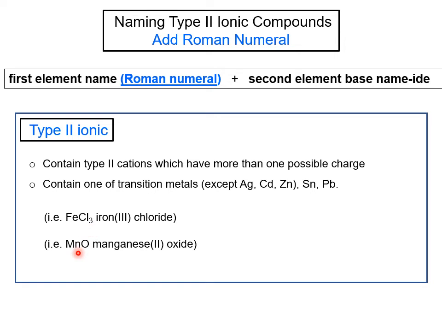For example, in the case of MnO, the subscript of the oxygen is 1, but the Roman numeral is 2 for manganese. And that's because the oxygen here has a charge of -2, and so the manganese is +2. So we name this as manganese Roman numeral 2 oxide.